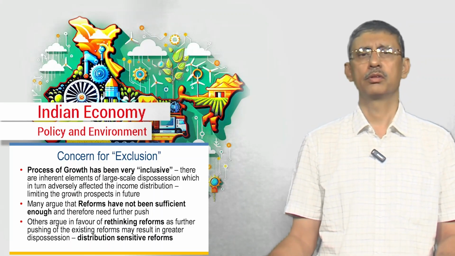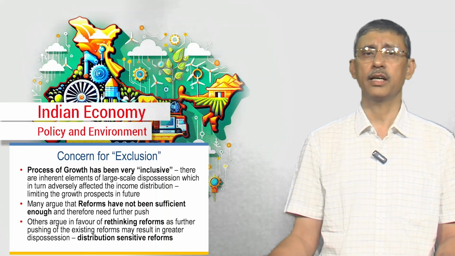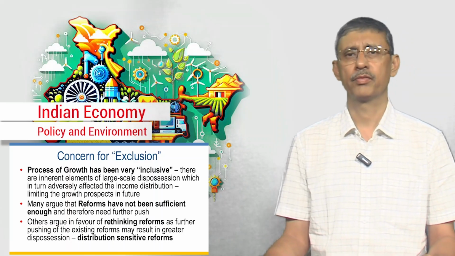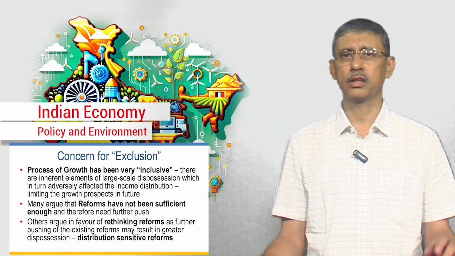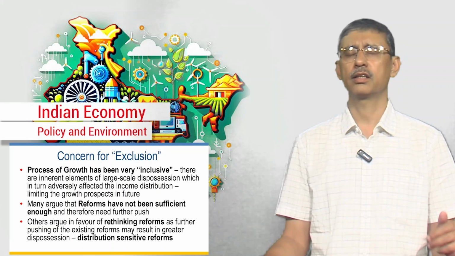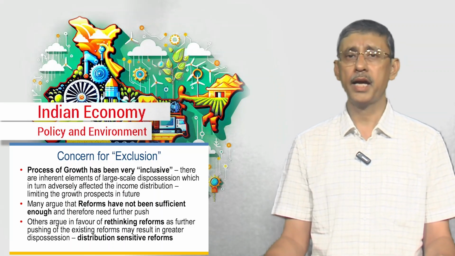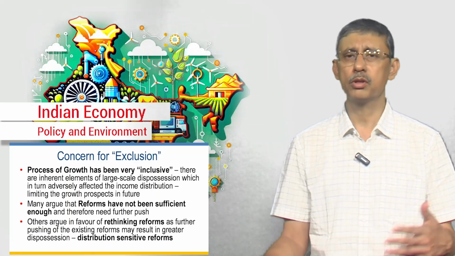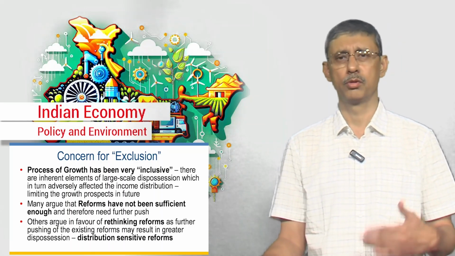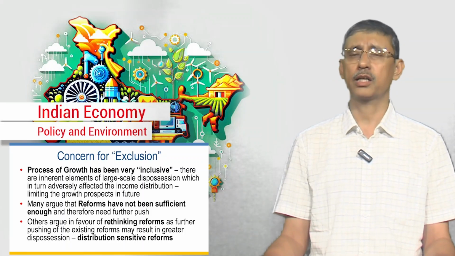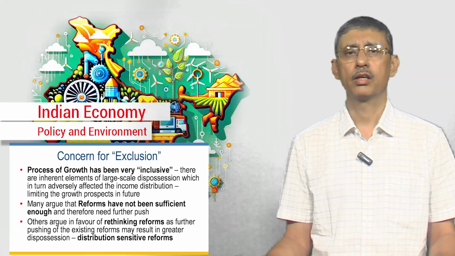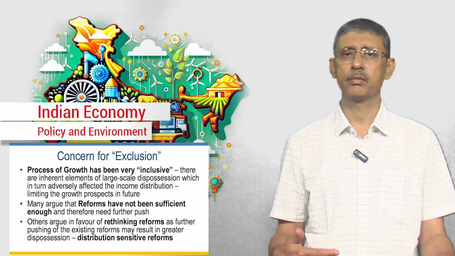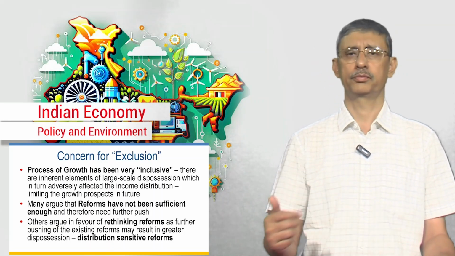Many argue that reforms have not been sufficient, and therefore this is the result. Many argue that poverty reduction is only one part. We could have addressed the distribution part also had the reforms been more. If we have a more serious set of reforms, more privatization, more opening up, then things could have been actually much better. And they believe that it is not sufficient, and therefore probably we need a further push.